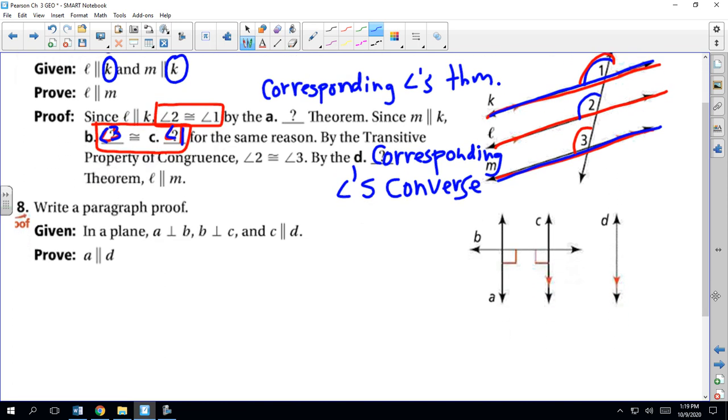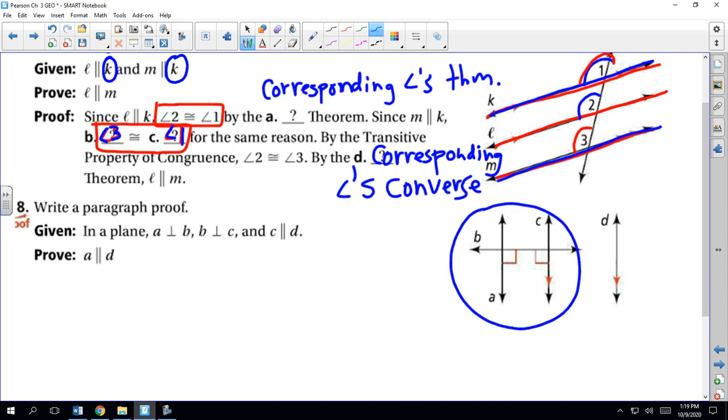All right, number 8 says write a paragraph proof. So paragraph proofs can be just some sentences. You're not doing a statement and reason table. You're just doing some sentences, maybe drawing pictures and diagrams to go with some phrases. It's pretty open-ended. It says given in a plane, A is perpendicular to B is perpendicular to C, and you have a picture over here.